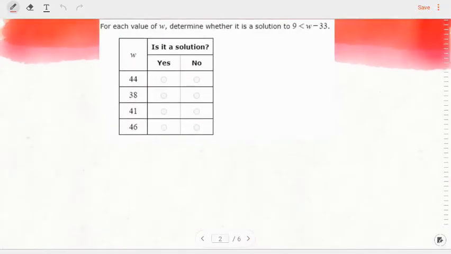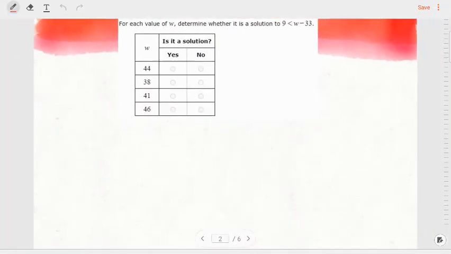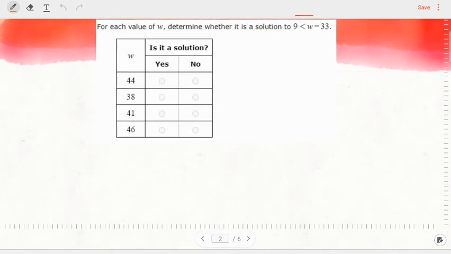Hey there, in today's lesson we're going to talk about solving one-step inequalities with addition and subtraction. So, we've talked about inequalities, we've talked about reading them, we talked about writing them. Today we're going to talk about solving them.